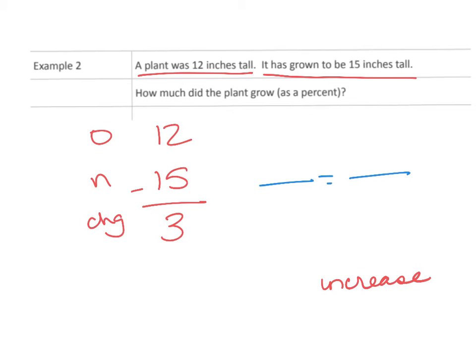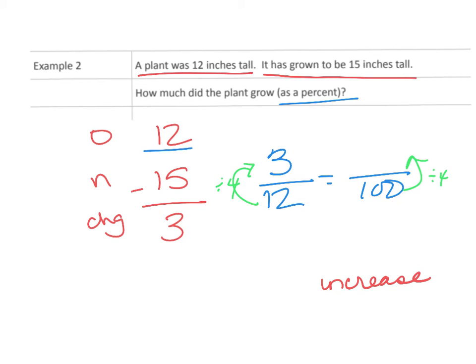So set up our proportion. We want the percent. It changed by 3. The original amount was 12. So when we solve this, what do we do to 12 to get 3? We're going to divide by 4. 100 divided by 4, we have a 25% increase.